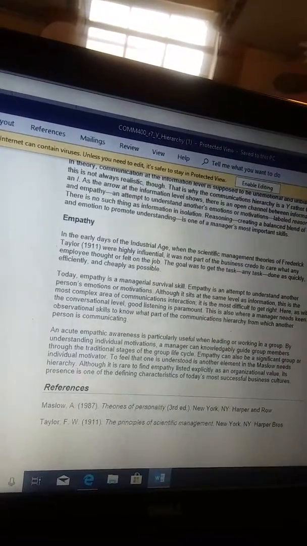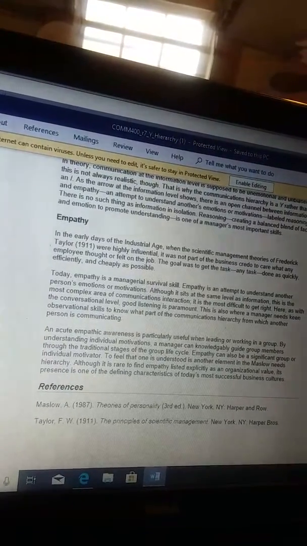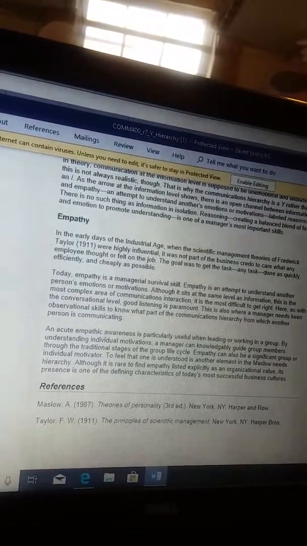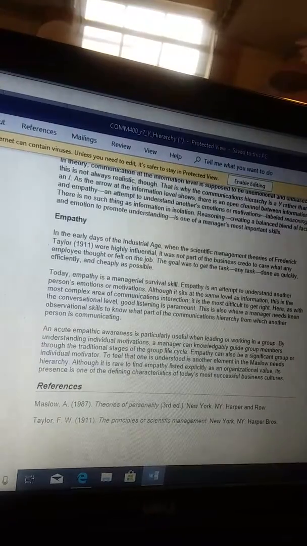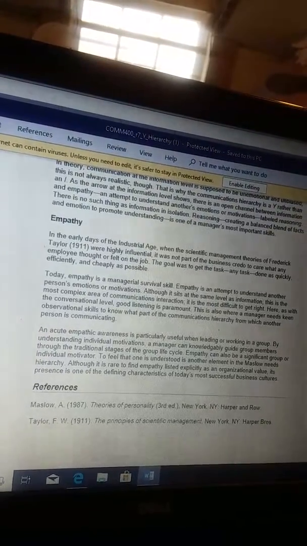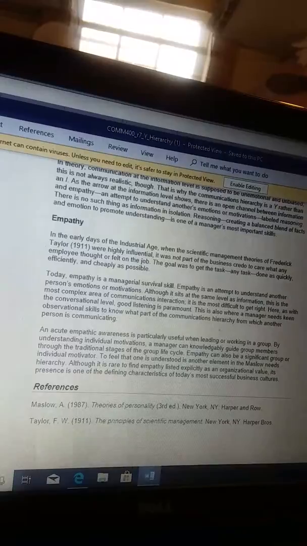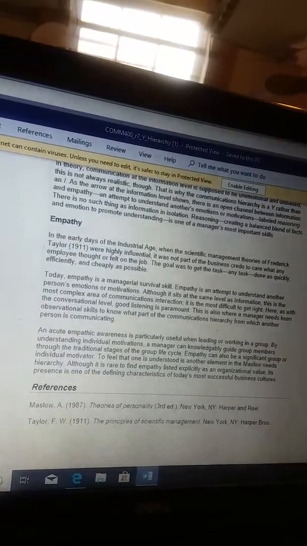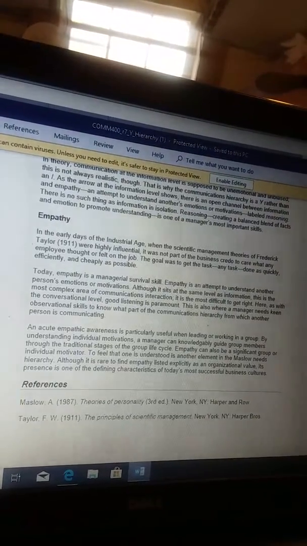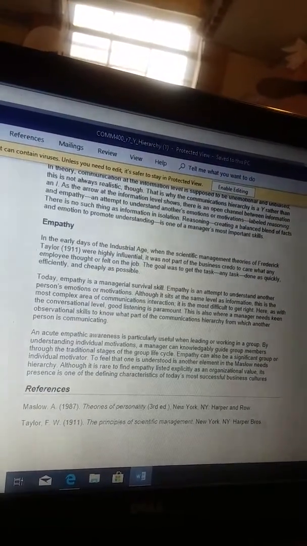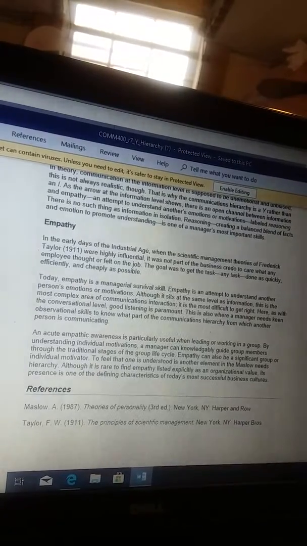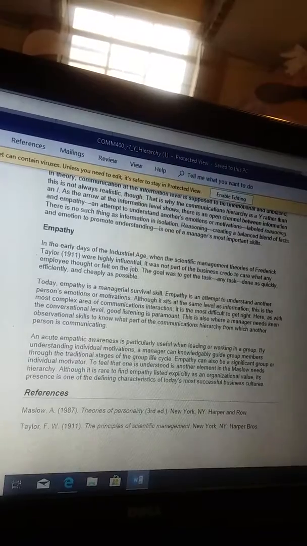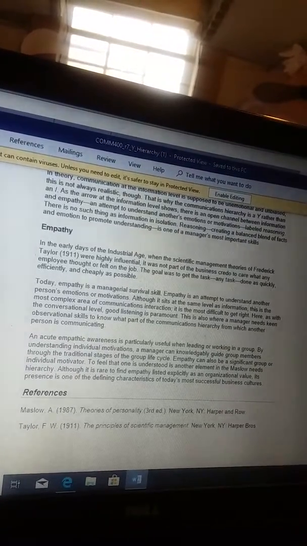Empathy is an attempt to understand another person's emotions or motivations. Although it sits at the same level as information, this is the most complex area of communication interaction. It is the most difficult to get right. Here, as with the conversational level, good listening is paramount. This is also where a manager needs keen observational skills to know what part of the communication hierarchy another person is communicating from. An acute, empathetic awareness is particularly useful when leading or working in a group.